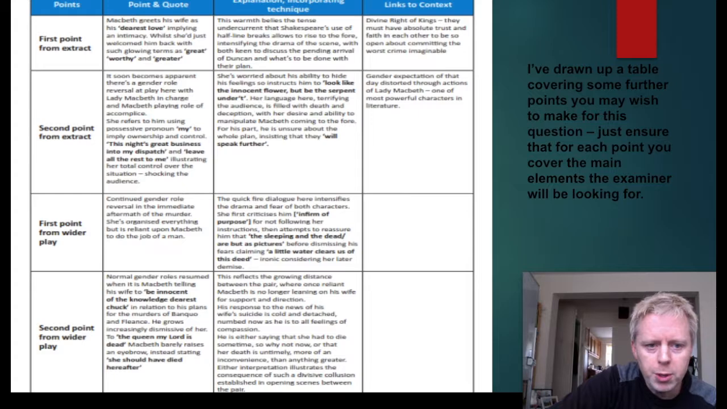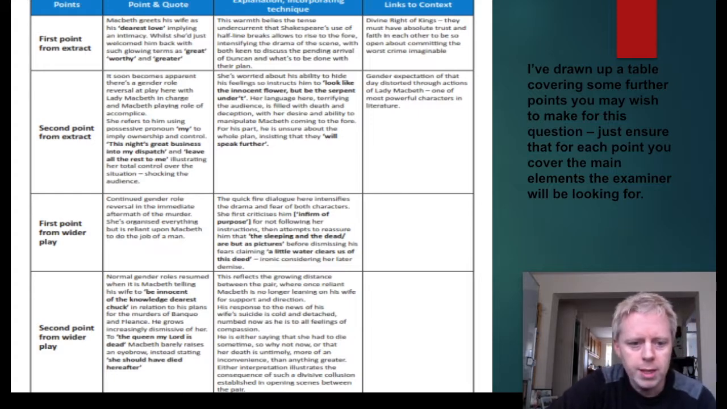So the second point you could make: it soon becomes apparent there's a gender role reversal at play here, with Lady Macbeth in charge and Macbeth playing the role of accomplice. She refers to him using the possessive pronoun 'my' to imply ownership and control: "This night's great business into my dispatch, and leave all the rest to me," illustrating her total control over the situation and shocking the audience.